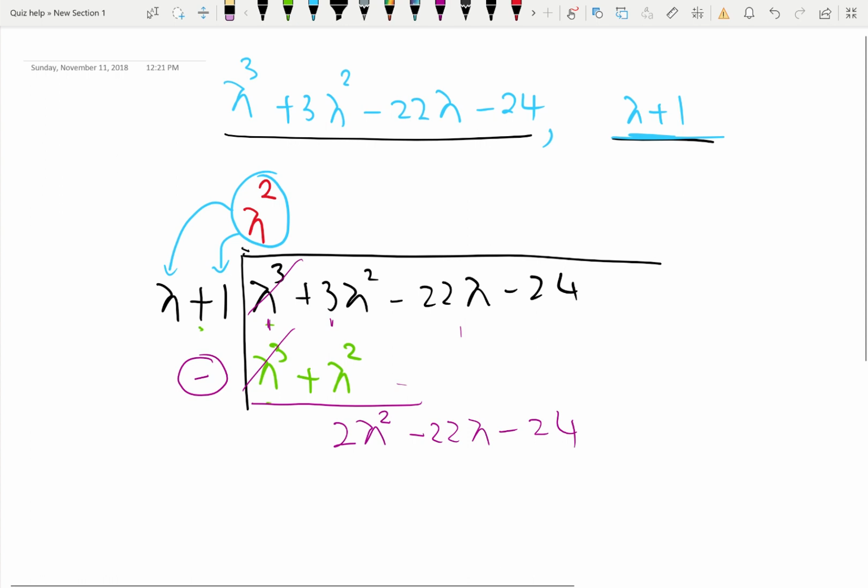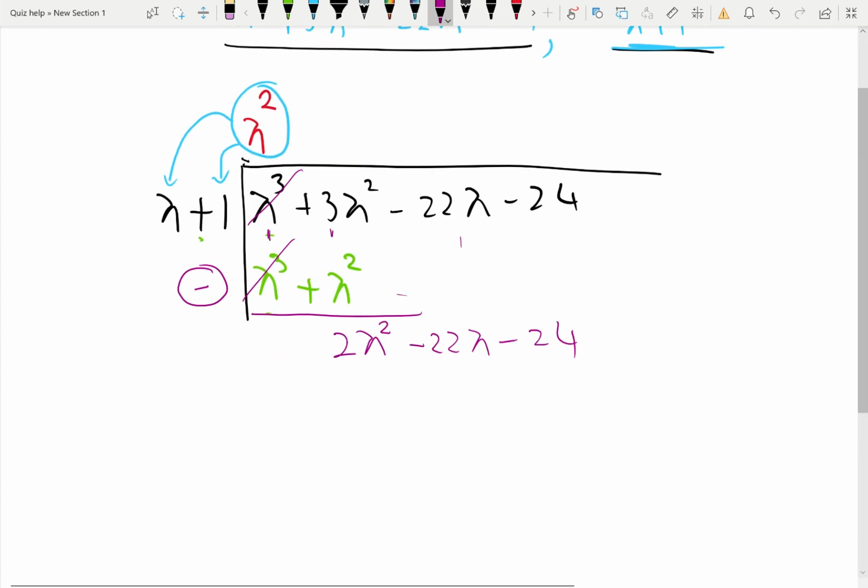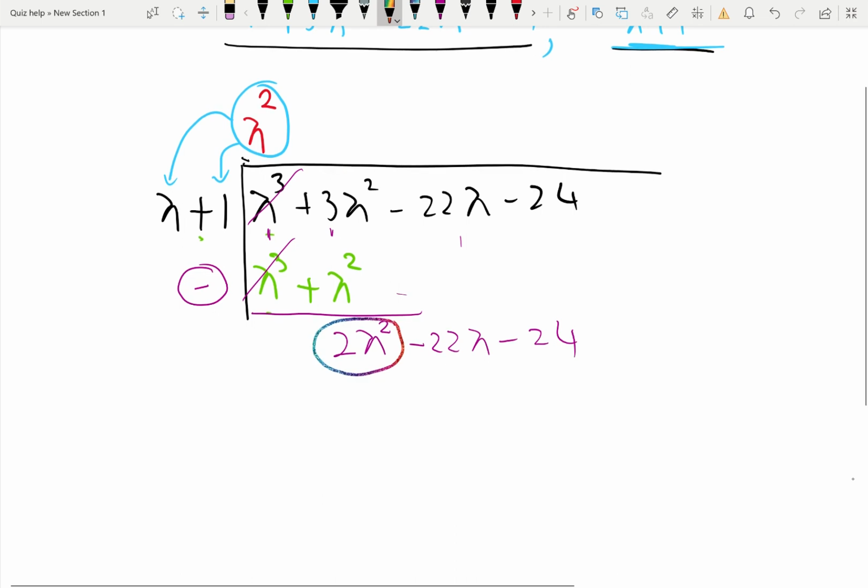Now you repeat the process. What you do is compare the first term. The first term here is 2 lambda squared. Here the first term is still lambda. That does not change. Now how can I create 2 lambda squared out of lambda? What should I multiply with? 2 lambda, right? 2 lambda times lambda is 2 lambda squared, plus 2 lambda, because it's just positive 2 lambda.